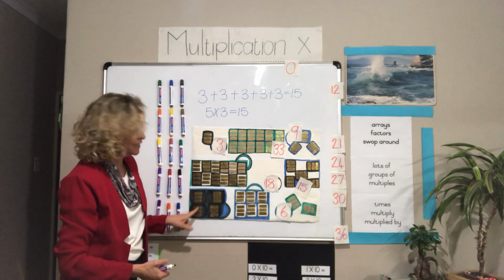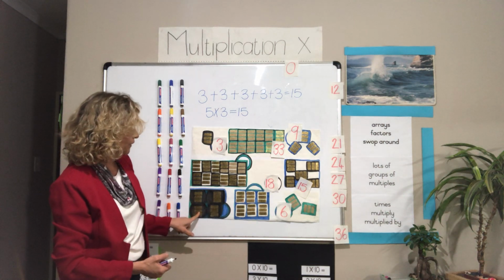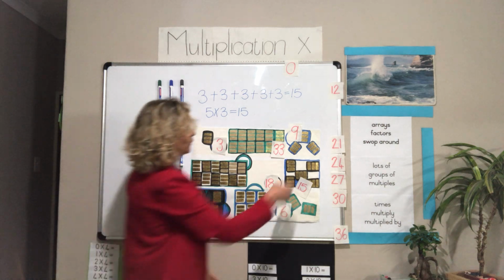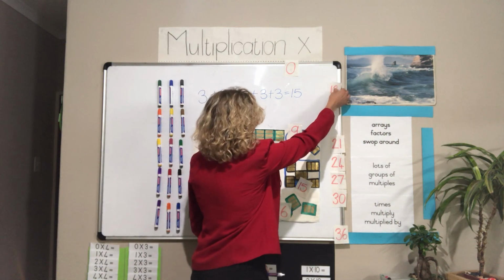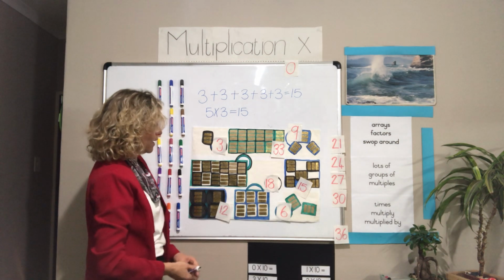How many lots of threes do I have over here? 1, 2, 3, 4. 4 of them all in all. And 4 lots of threes adds up to 12. So that one says 12.